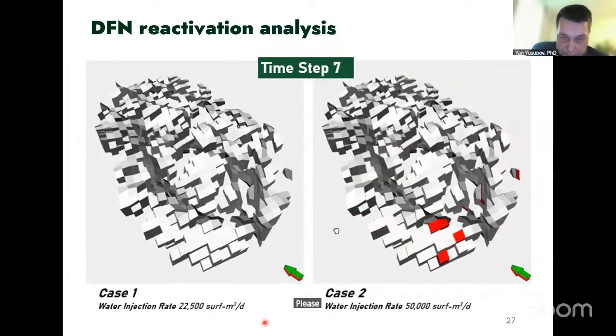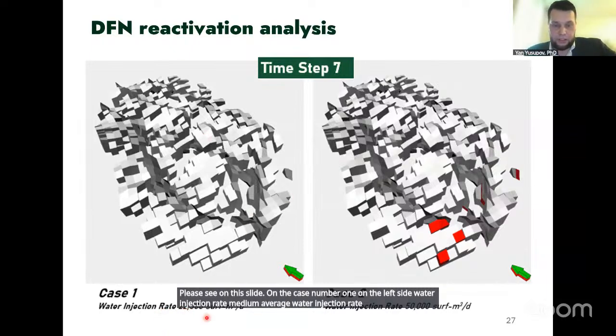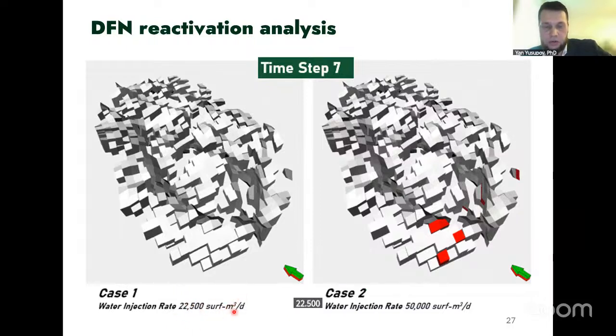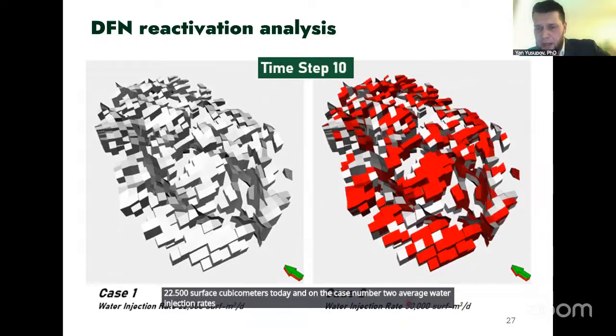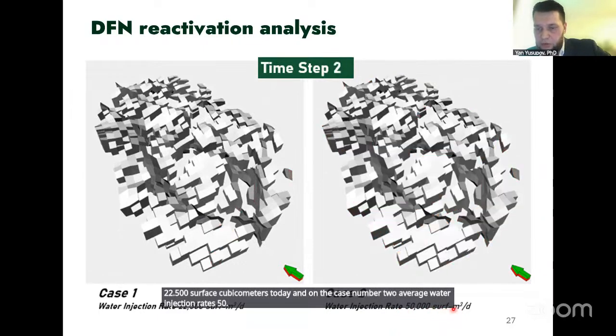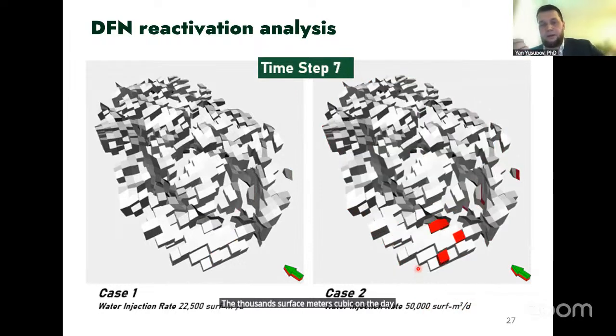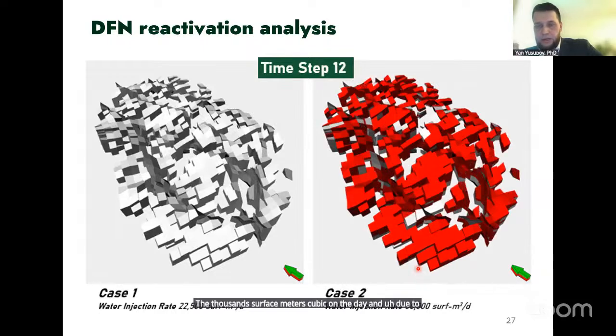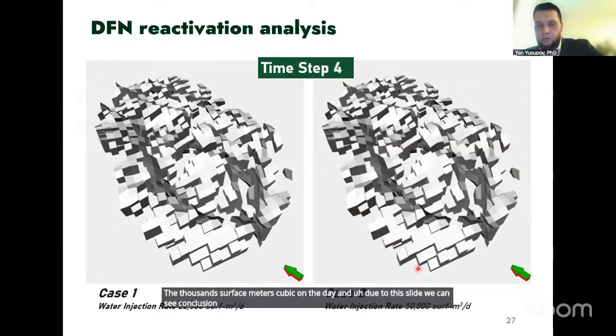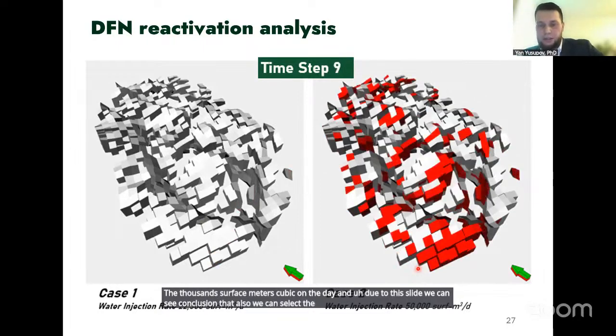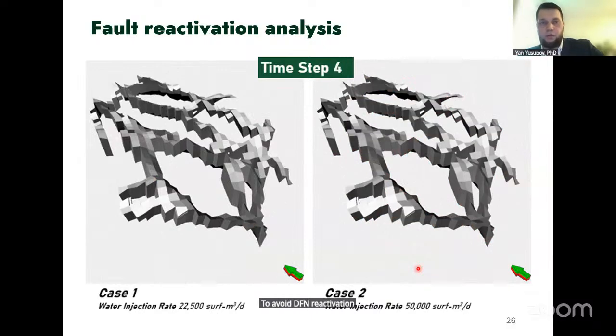Please see this slide. In case number 1, on the left side, the average water injection rate on the field is 22,500 surface cubic meters per day. In case number 2, the average water injection rate is 50,000 surface cubic meters per day. From this slide we can conclude that we can select the optimal water injection rate to avoid DFN reactivation and fault reactivation.